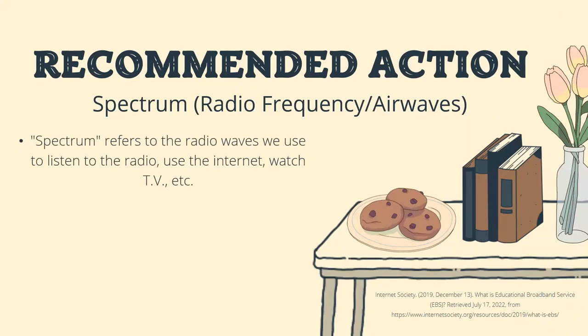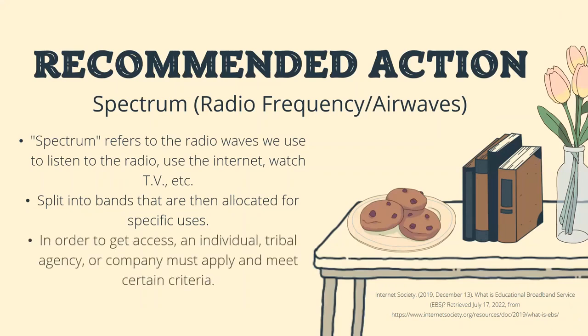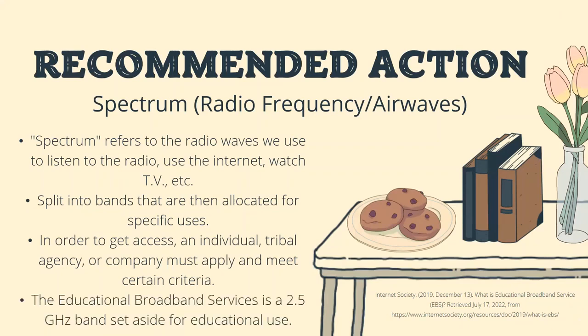Spectrum refers to radio waves or airwaves that we use every day to watch TV, use the internet, use our cell phone, etc. The spectrum is split into bands that are allocated by the Federal Communications Commission for specific uses. In order to get access to these bands, an individual, tribal agency, or company must apply and meet certain criteria for the band they are applying for access to. The educational broadband service is a 2.5 gigahertz band set aside for educational and radio use.